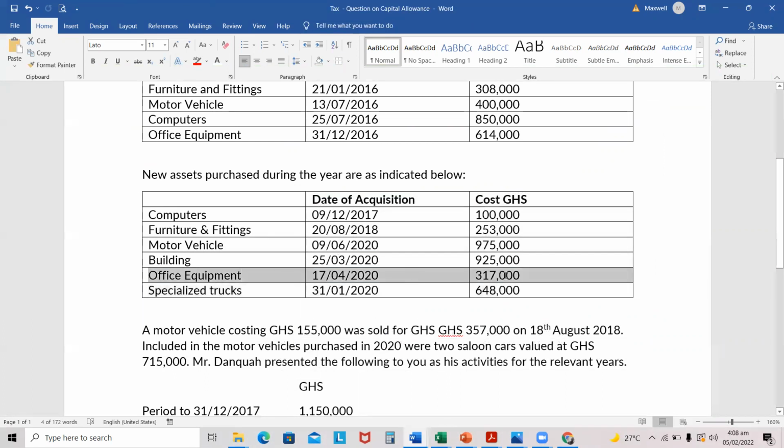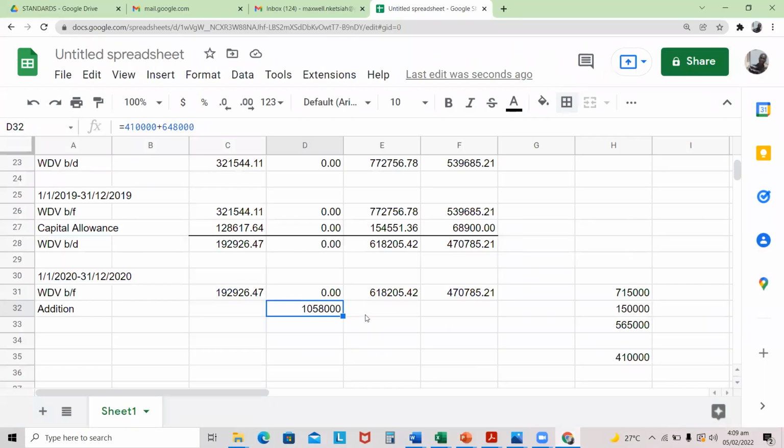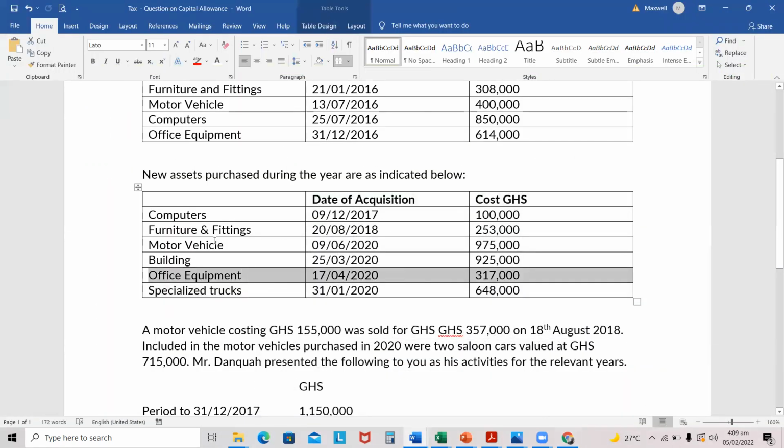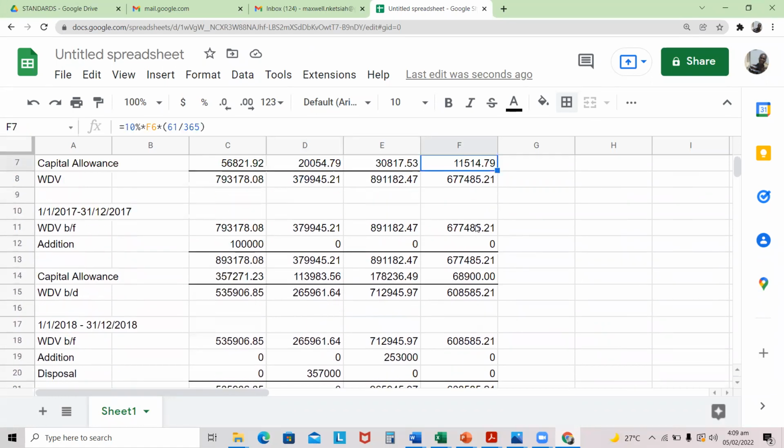So office equipment is class 3, 317,000. Then building, 925,000. So we said that buildings are not added together. They are placed in separate pools. The buildings, class 4 and 5, are placed in separate pools of their own kind.